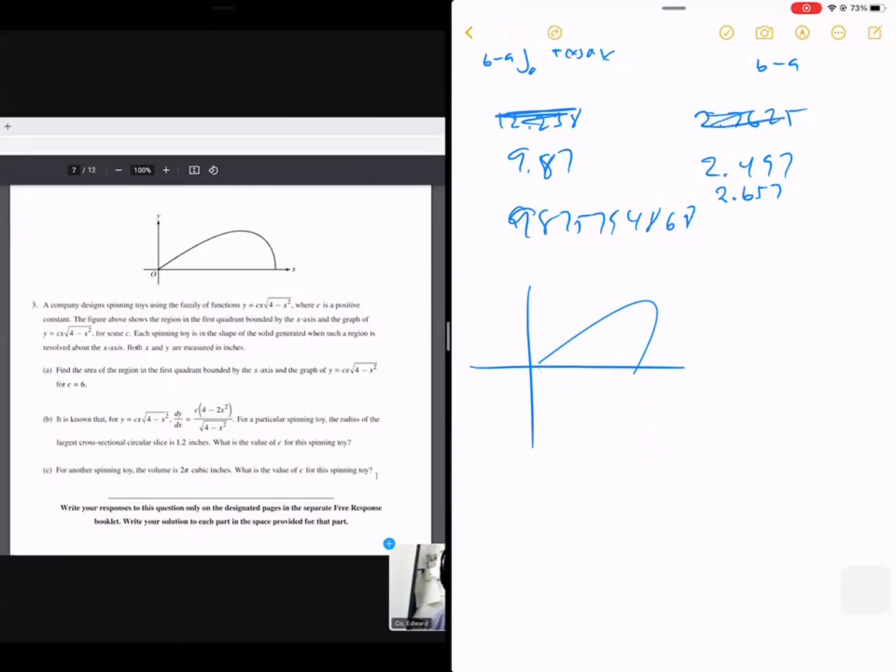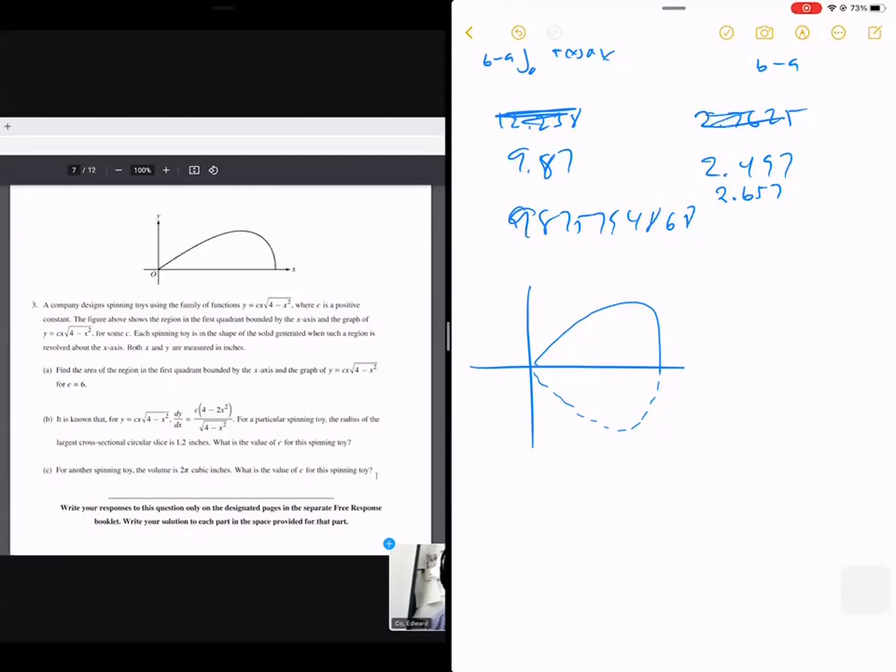Oh shoot, it doesn't go up and it doesn't go in on itself. That's not going to be a function. Okay. And then the reverse will look like that because we're spinning around the x-axis. Both x and y are measured in inches. Okay, got it. And then which part do you need help with, A, B, or C? B and C. Okay, the hard ones. Yay. Because the first one was pretty easy.